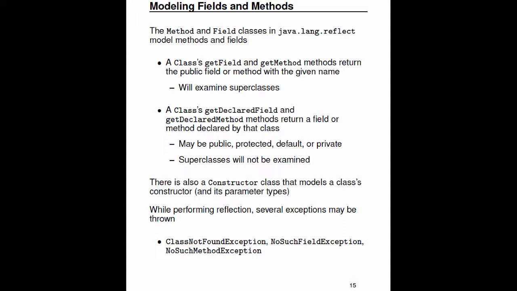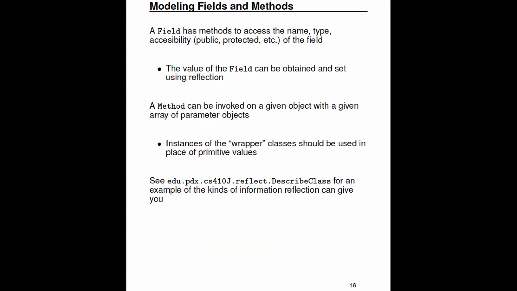Constructors are also represented by their own object, and you can ask for these constructors. The getConstructor method takes an array of classes that represent the parameter types for that constructor. And of course, while you're doing all of this, if things go wrong, such as you ask for a field that doesn't exist, exceptions like ClassNotFoundException, NoSuchFieldException, and NoSuchMethodException will be thrown. Field has methods that let you determine what its name is, what type of field it is, its accessibility level.